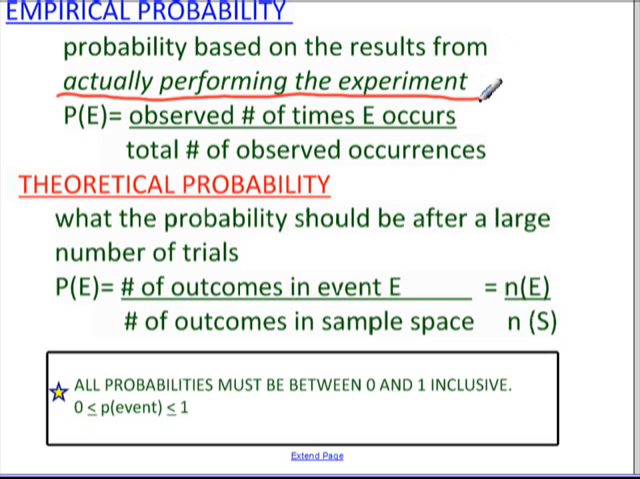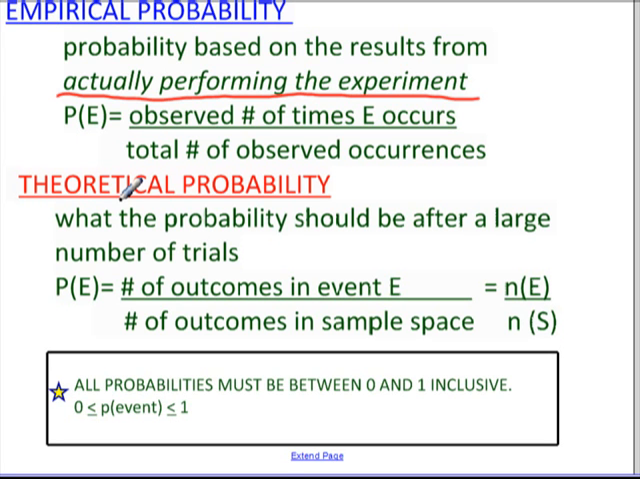And that is different from the theoretical probability, which is sort of what should happen. So for example, if you have a fair coin and you toss it, it should be equally likely to land on heads or tails. So if you were to toss a coin 10 times, you might expect that there'd be 5 heads and 5 tails, because it should be 50-50. But of course, if you actually toss a coin 10 times, that's not necessarily going to happen.